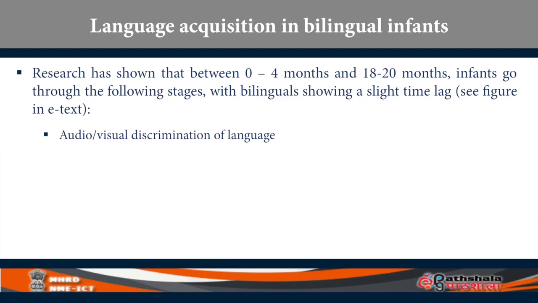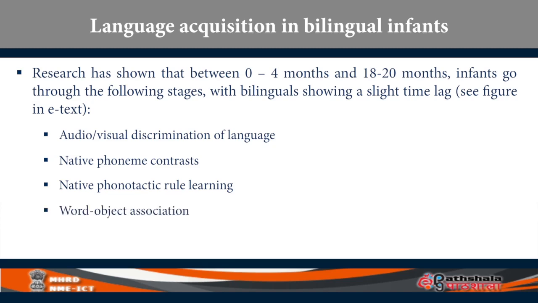They are able to distinguish native phoneme contrasts, pa from ba, if both are meaningful in their language. They know which sound can occur after which sound. It's called phonotactics; they have some knowledge of phonotactics. They are able to associate words with certain objects, word-object association. And then they slowly also learn phonological categories, which can guide them to learn more and more related words.